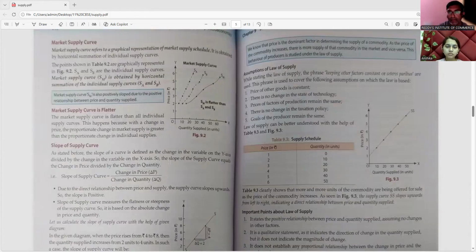So this is called the market supply curve. Now, the next concept is that the market supply curve is flatter. Why? Because the market supply curve is flatter than all individual supply curves. This happens because with a change in the price, the proportionate change in the market supply is greater than the proportionate change in the individual supply. Both are changing proportionately. That is why it looks almost similar. But the individual curve slopes to the upward side.